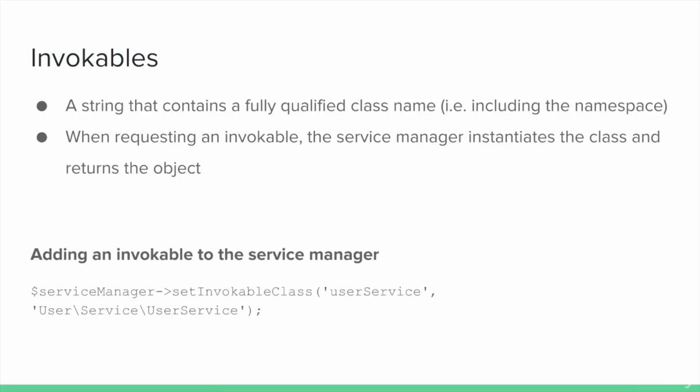First, we have invocables. An invocable is simply a string that contains a fully qualified class name, including the namespace. When you request an invocable, the Service Manager instantiates the class and simply returns the object. The way that you can add an invocable to the Service Manager is very easy. You can just call the setInvocable class method on the Service Manager, and first you provide a name for your service, and then you just provide the fully qualified class name, and that's it.